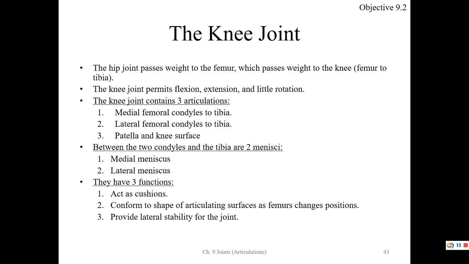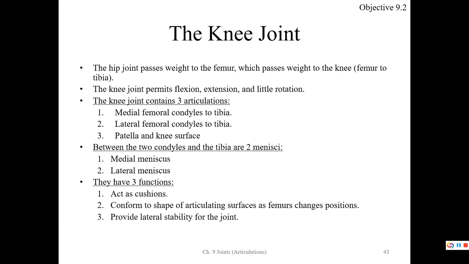Now, what we're going to see is the knee joint has three articulations. There's a medial femoral condyle and a lateral femoral condyle. Those are the two most important, the two femoral condyles to the tibia. Now, the patella and the knee surface as well is another articulation, but the big one that we really want to talk about is the medial and lateral femoral condyles to the tibia.